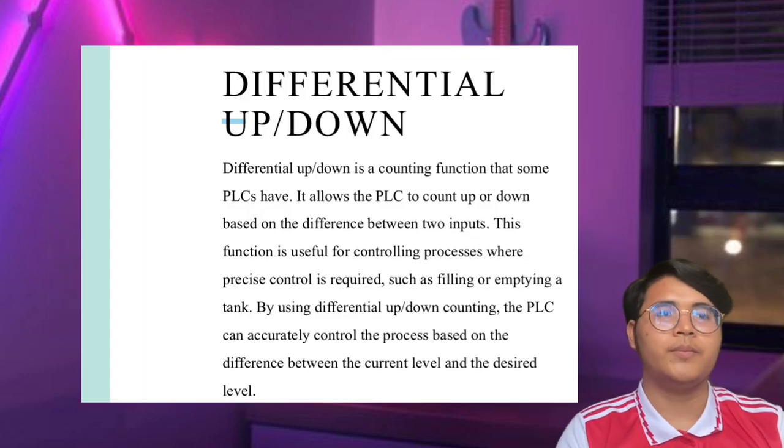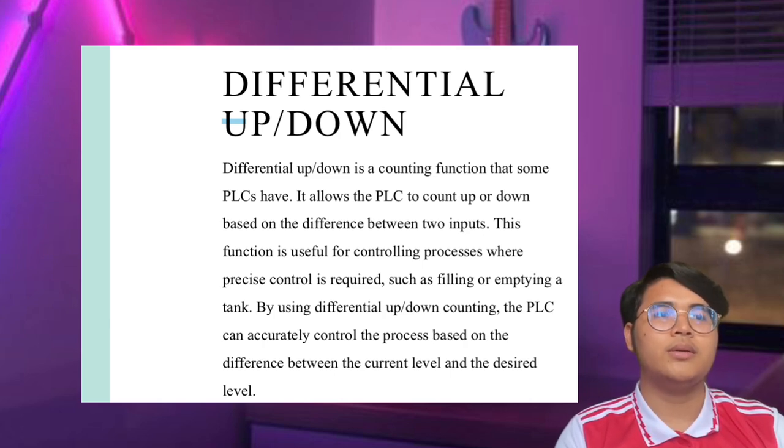Diversion up or down is a counting function that some PLCs have. It allows the PLC to count up or down based on the difference between two inputs. This function is useful for controlling processes where precise control is required, such as filling or emptying a tank. By using the up or down counting, the PLC can accurately control the process based on the difference between the current level and the desired level.